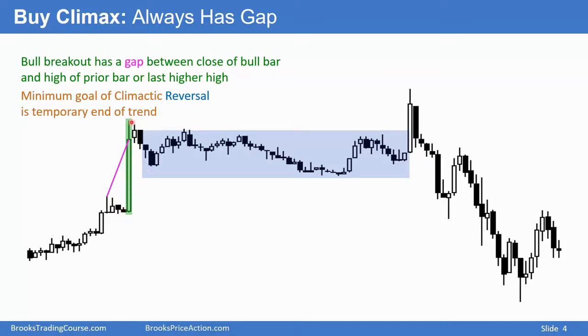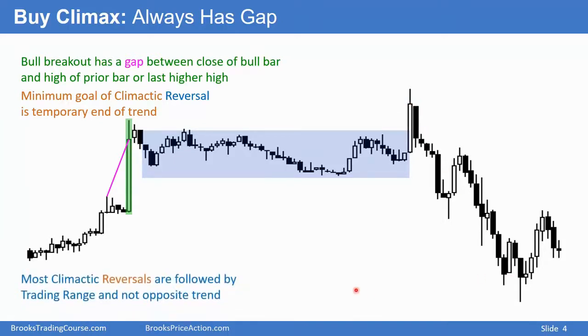The minimum goal after a buy climax, a pause in the trend. Here we got a trading range that lasted about 30 or 40 bars, maybe 50 bars. And then the market decides whether to resume up or reverse down. Here it did both. It resumed up, and that failed, a buy climax, a climactic end of the trend, and we got a bear trend in the opposite direction.